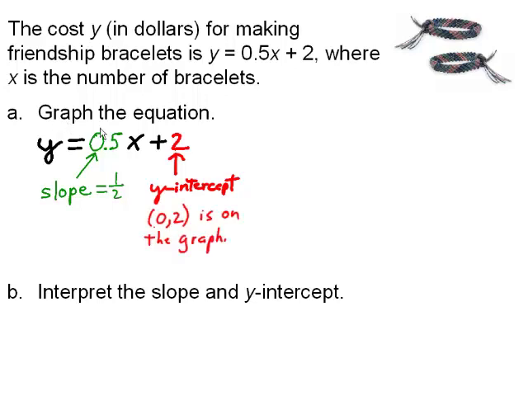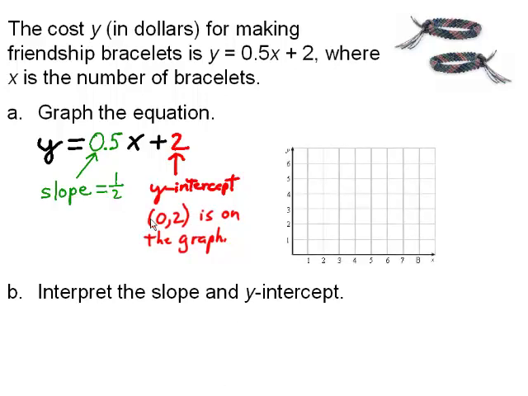To graph the equation, we can use the point (0, 2) as a starting point, then use the slope to graph another point and draw the line through the 2 points. Let's start with a coordinate plane. Plot this point. Now use the slope to plot another point.